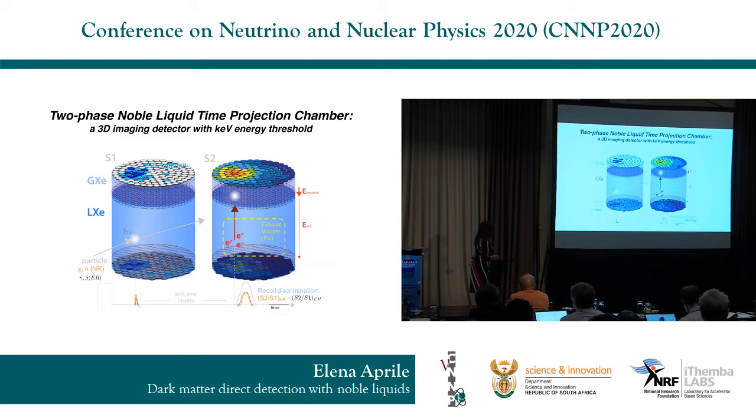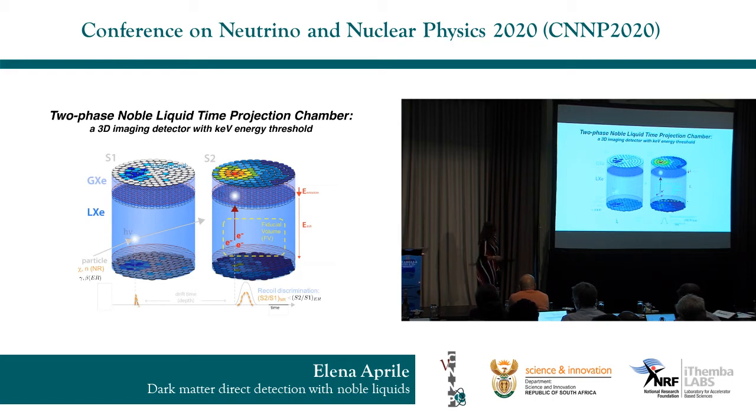And then we play the trick of the two phases really to have a built-in amplification region. We actually extract the electrons from the liquid to the gas in this tiny gas gap above the region here, and we accelerate these electrons in the gas where they actually produce additional luminescence photons.